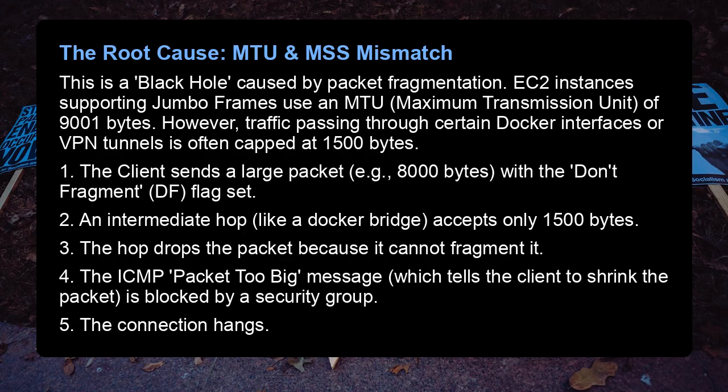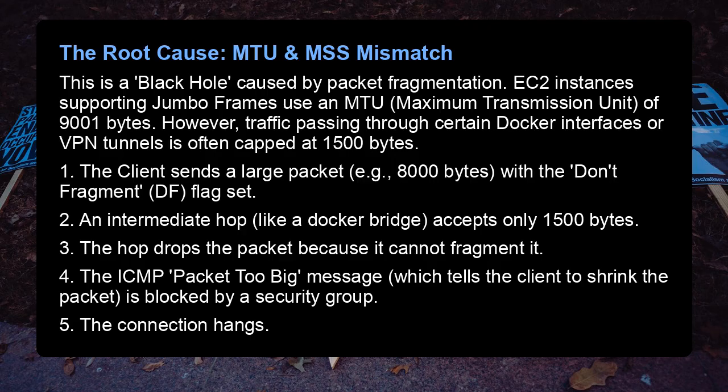The root cause: MTU and MSS mismatch. This is a black hole caused by packet fragmentation. EC2 instances supporting jumbo frames use an MTU, maximum transmission unit, of 9001 bytes. However, traffic passing through certain Docker interfaces or VPN tunnels is often capped at 1500 bytes.